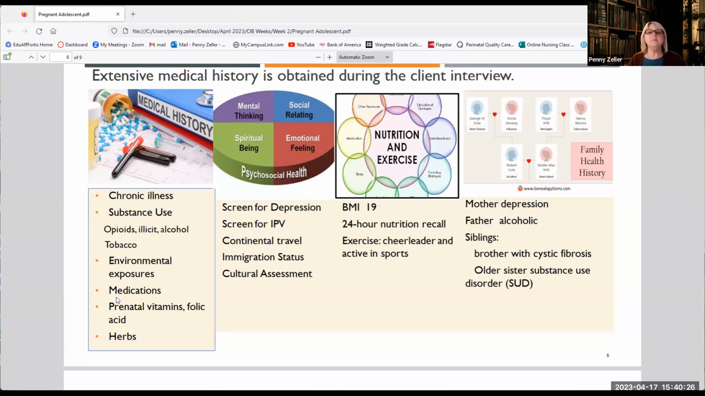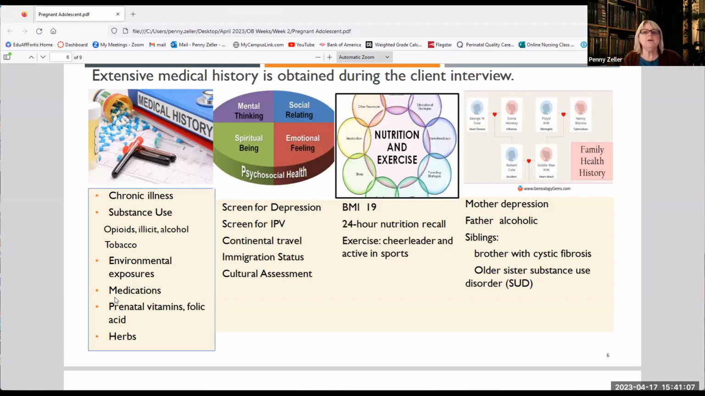Okay, so Abby has a BMI of 19. Is that normal? What's a normal, an ideal BMI? Do you remember? 18.5 to 24.99. Perfect. Yeah, 18.5 to 24.99 is ideal. Okay. She's an active young lady. She's a cheerleader. She's active in sports. And we still would want to do a 24-hour nutrition recall. Okay. We want to talk to her about what she eats and give her some guidance.